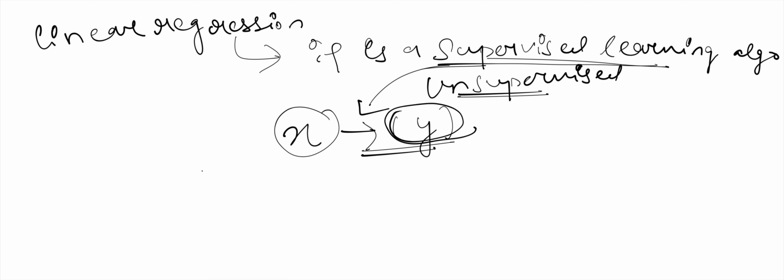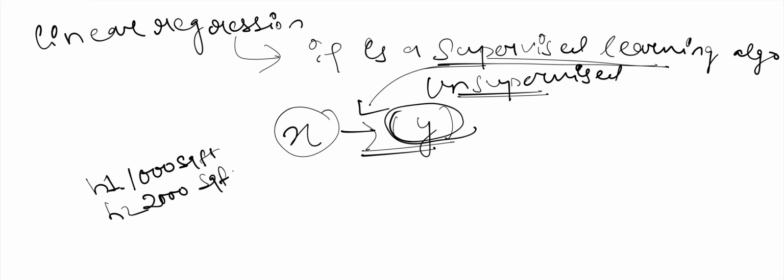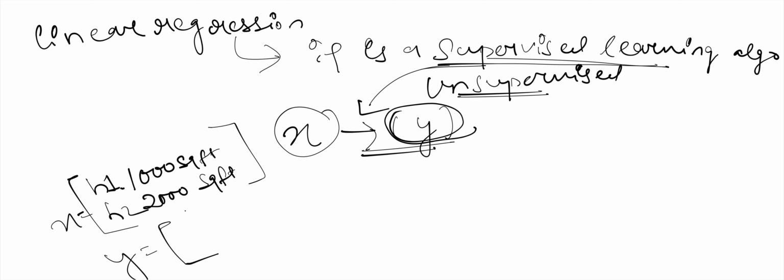First we give sample data to our model. Suppose house number one is 1,000 square feet, house number two is 2,000 square feet. This is the input data X we are giving to our model, and this is the output data. We are defining expected output data for house number one: as per its area, the pricing will be roughly this much. For house number two, as per this area, the pricing will be roughly this much.